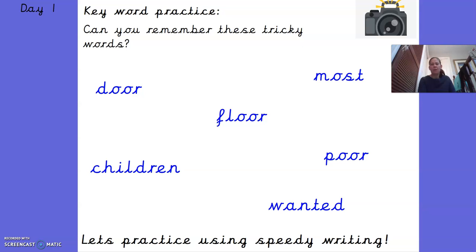Okay, hope you got on okay with that. Which word did take the longest? Which word did you write the least amount of? I imagine it was probably children or wanted, perhaps because they were longer words.